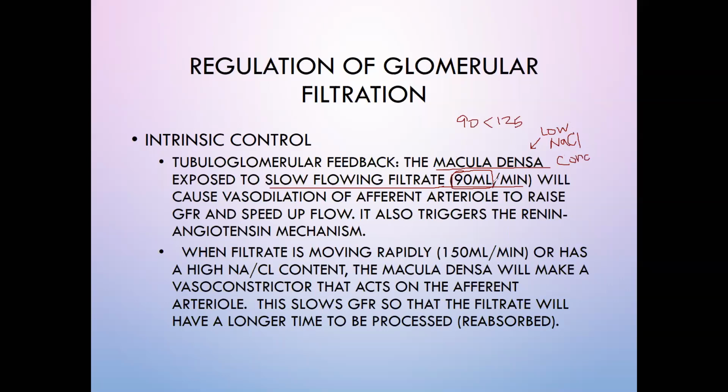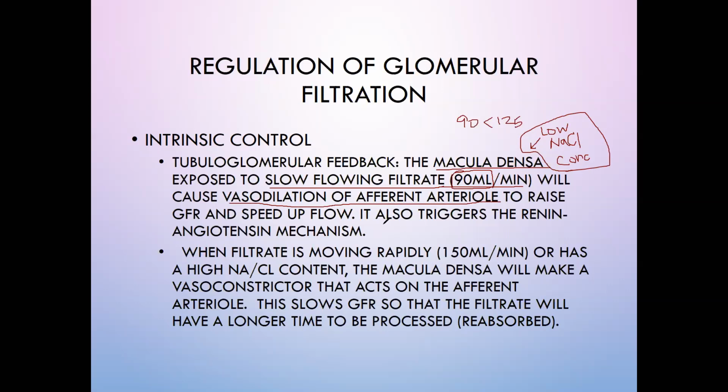So I'm not filtering enough. I'm only producing 90 milliliters per minute, but what do our chemoreceptors detect? A low sodium chloride concentration. So what are we going to do if it's slow? We're going to vasodilate again. Vasodilate the afferent arteriole.